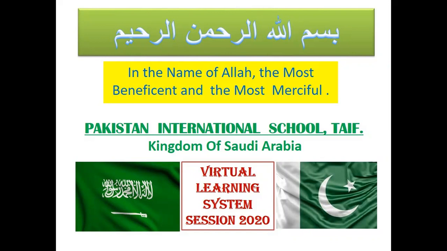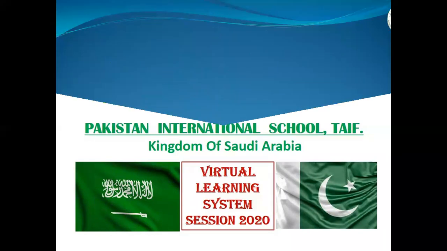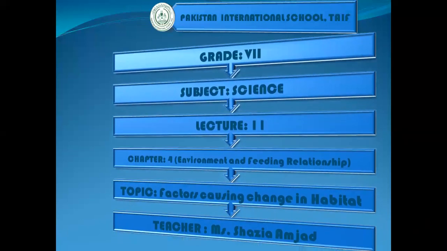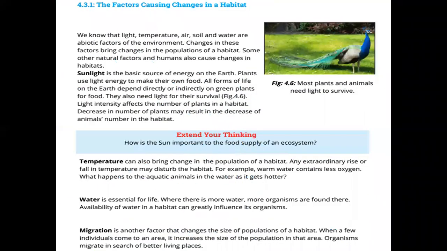This is Pakistan International School Taif's virtual learning class for the subject Science for grade 7th. We are doing chapter number 4 and trying to understand the environment and feeding relationship. And in that, today we will see about factors causing a change in the habitat of living organisms.